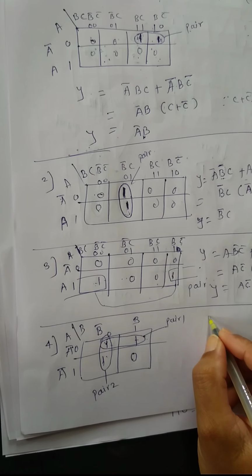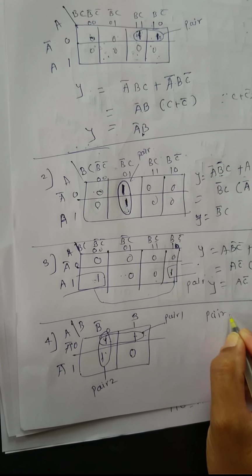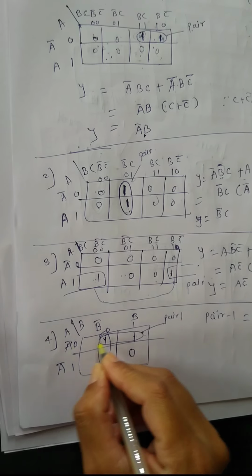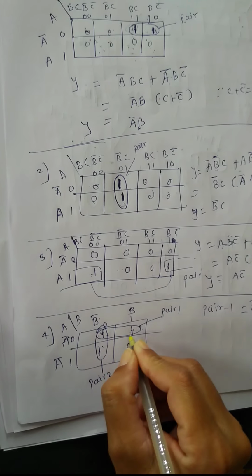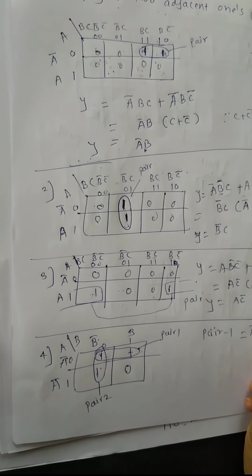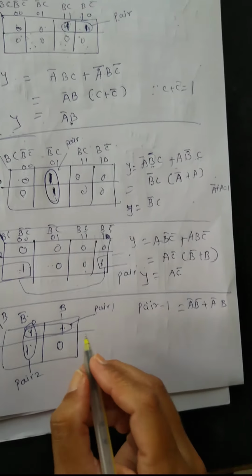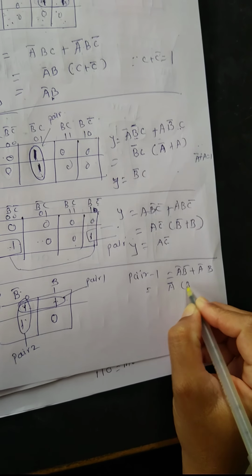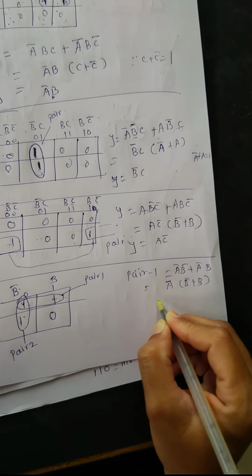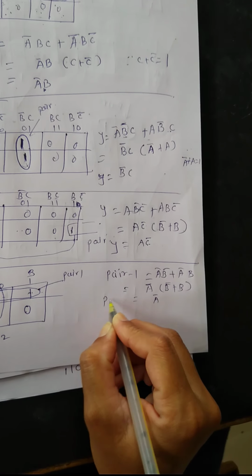Take pair 1. What is the equation? A bar B bar, and next A bar B. So what is the law? A bar (B bar plus B). B bar plus B is 1, so the answer is A bar for pair 1.